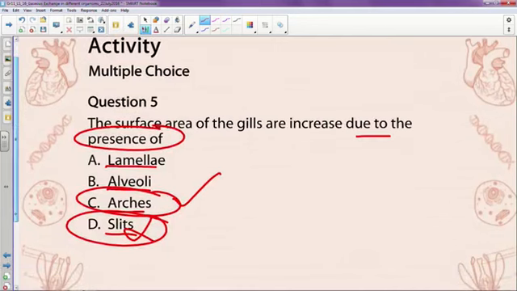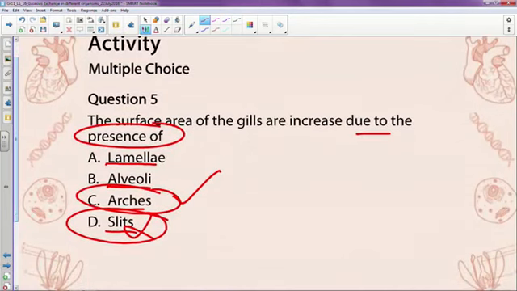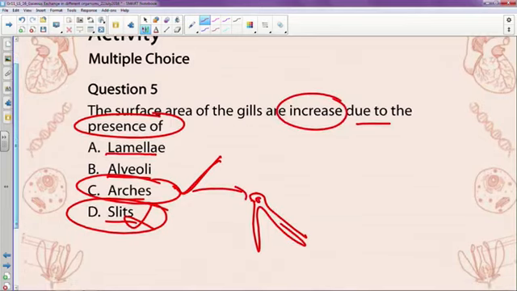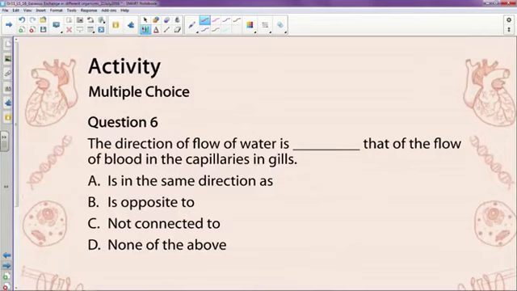So we said, is it the lamellae, the gill slits, the gill arches, the alveoli? The answer here is the gill arches, and we said that the gill arches are those structures that give rise to the gill filaments, and through that you'll find that the surface area is increased. So guys, well done if you got those. I have a few more to work through, but I'm going to work through these with you as we go through the next session.